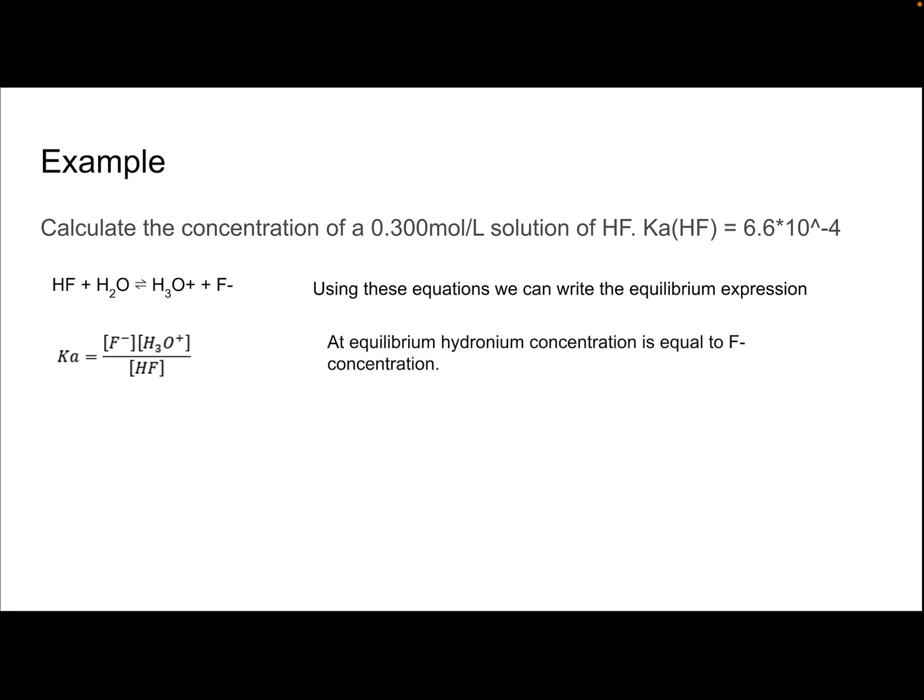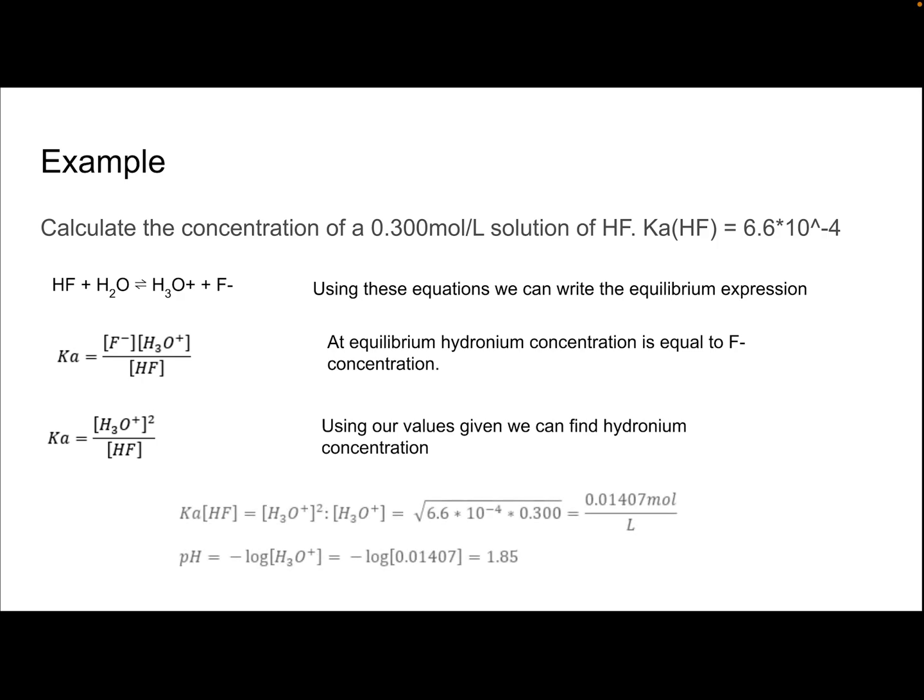Okay, so at equilibrium, the hydronium concentration is equal to the F- concentration, as we saw in the previous example of ethanoic acid. We know that initially there's going to be no hydronium and no conjugate base. So therefore, at equilibrium, the concentration of F- is going to be equal to the concentration of hydronium. So we can simplify this equation to Ka is equal to the hydronium ion concentration squared divided by the concentration of HF. So by using our values, we have our Ka and we have our initial concentration of HF.